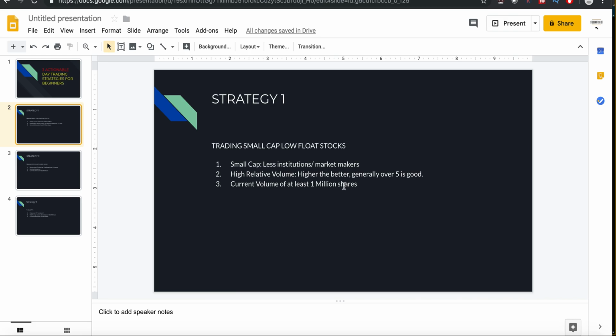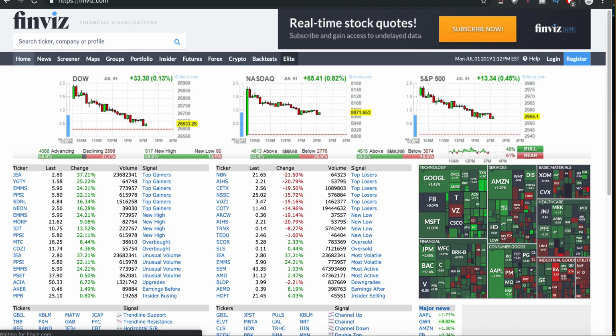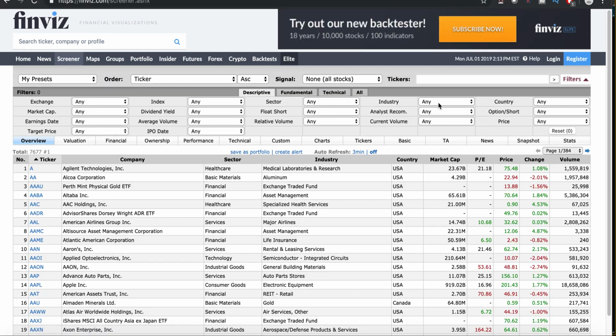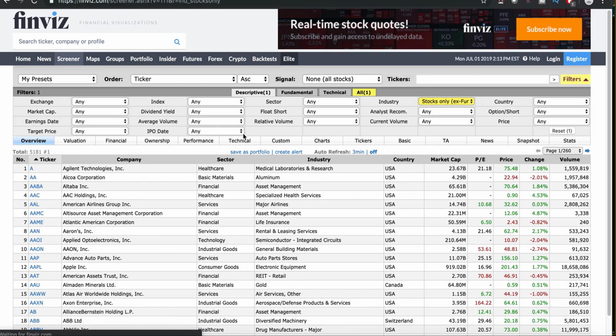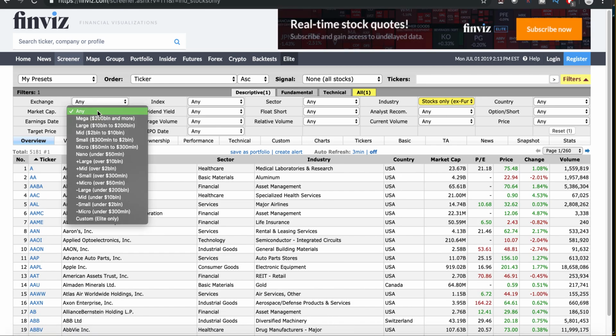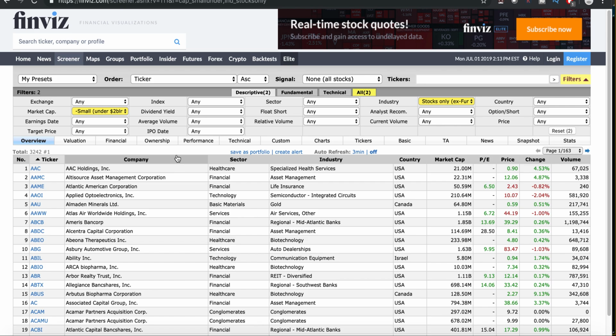million shares, right? So if you want to take a look at FinViz, what you want to do is go on, this is finviz.com, you go on screeners, right? You want to do industry stocks only. And a really cool feature on here is they actually have something called small. So under $2 billion is considered small cap. You do under $2 billion.